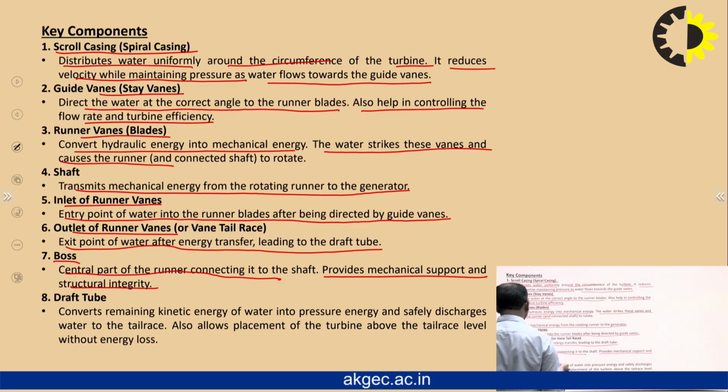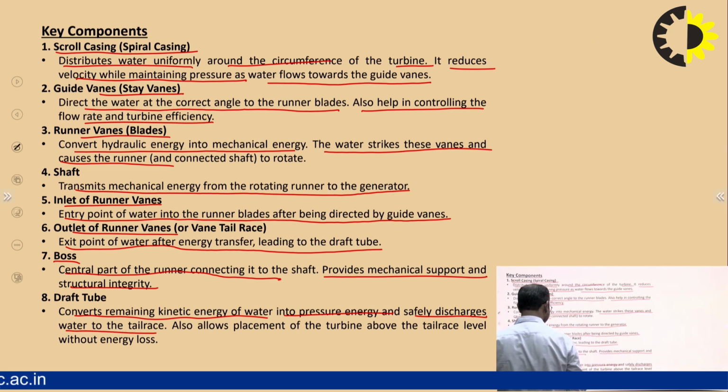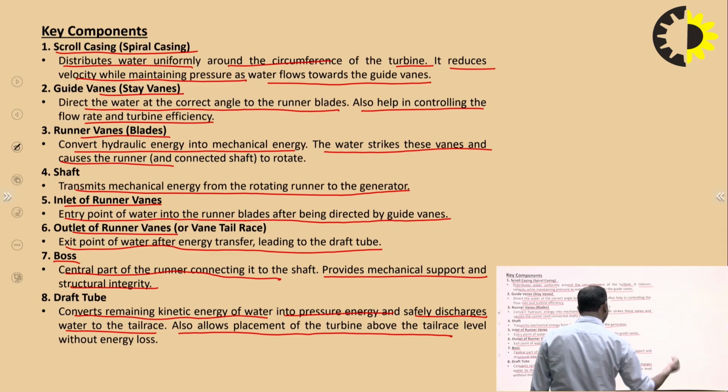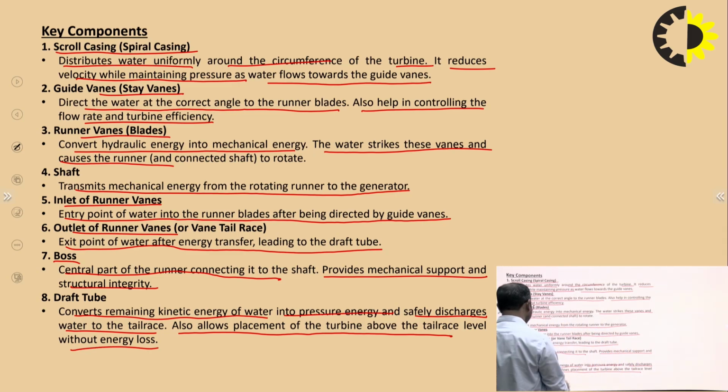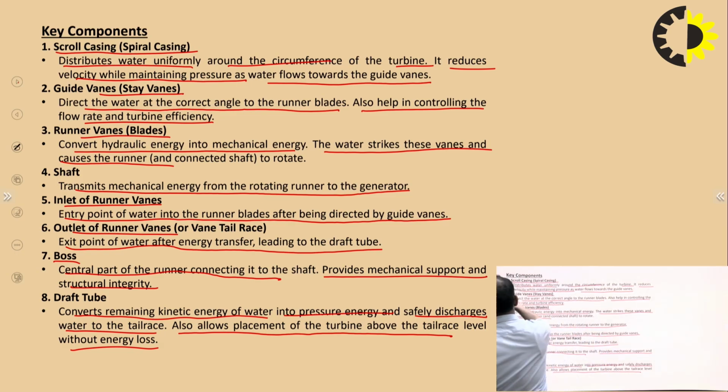Then last one is draft tube, converts remaining kinetic energy of water into pressure energy and safely discharges water to the tail race. Also allows placement of the turbine above the tail race level without energy losses. So these are the key components and their functions.